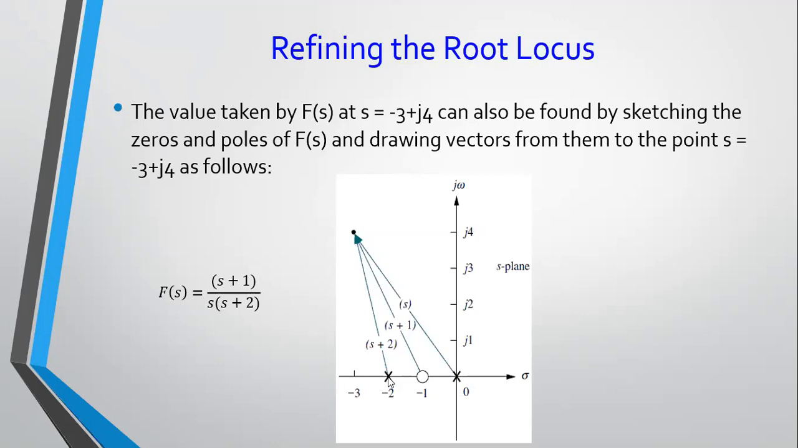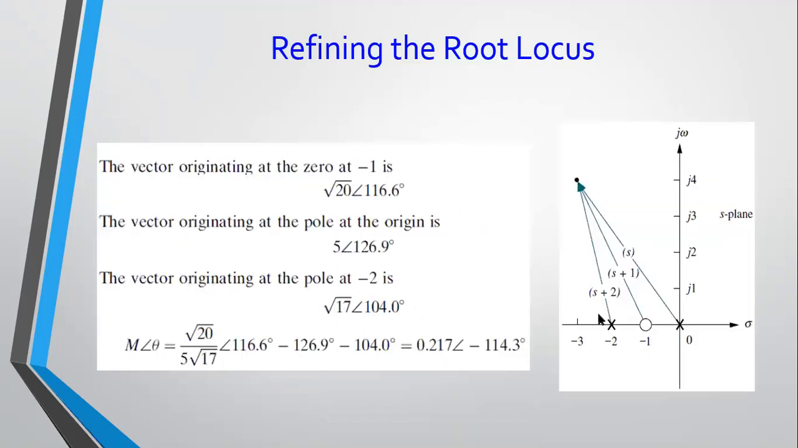Now these vectors have to start from the poles to the point of interest and not the opposite. So it can't start from the point of interest and go to this pole here. It's always from the poles and zeros to the point of interest. Now if you have these three vectors here, you can work out each individual angle first, and you can work out the length of these vectors.